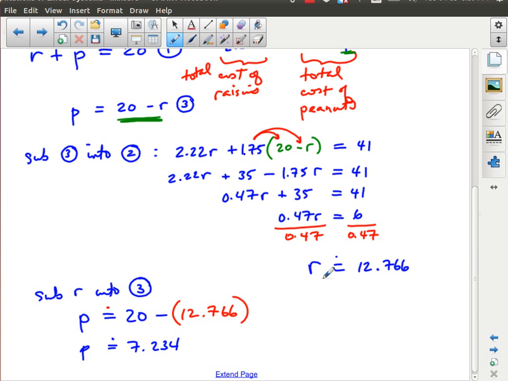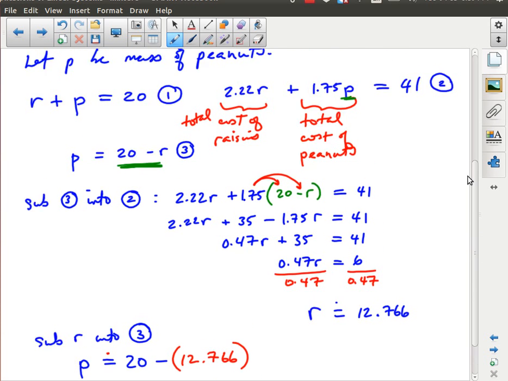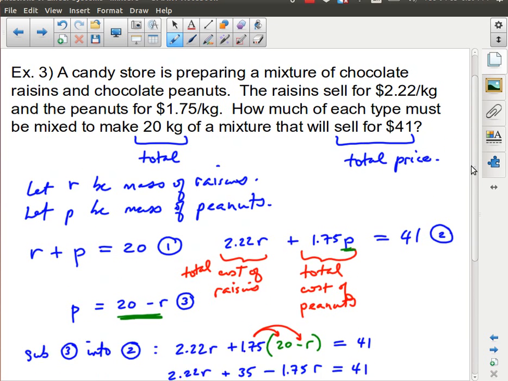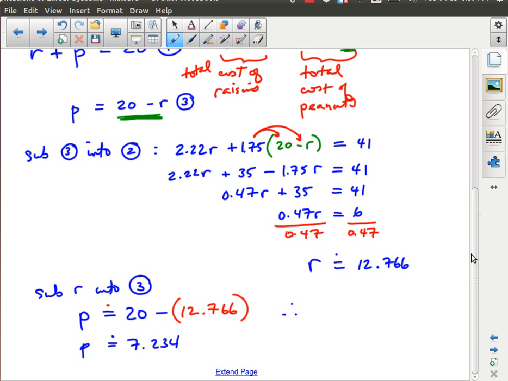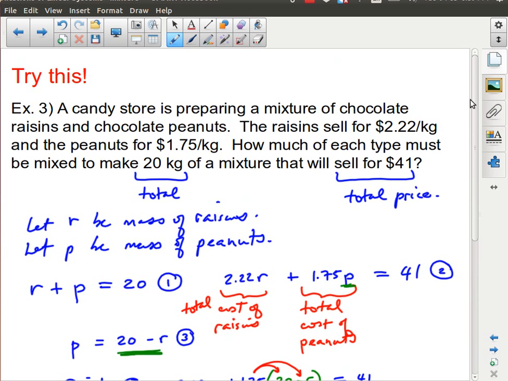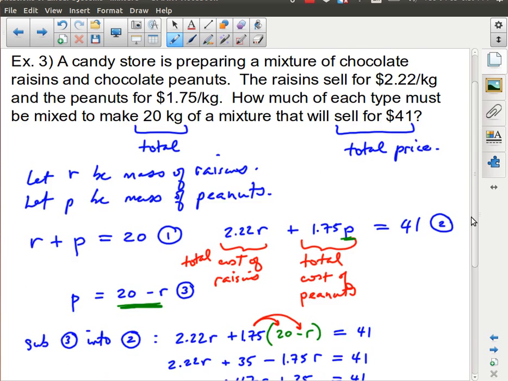So, were we talking about mass? Yes, that's the mass of the raisins, 12.766. This is the mass of the peanuts, 7.234. Therefore, and now in your concluding statement, this is where you can choose if you decide to reduce. If you want to round a little bit more, you can. So I'm just going to round this to 1 decimal place, unless it's specified here. How much of each type?